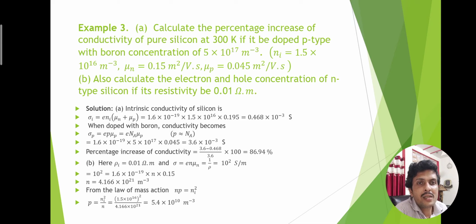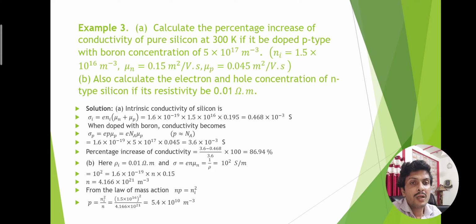But in this case, what information is already known? We know that e n mu n is equal to 10 to the power 2, and that is equal to electron charge multiplied by electron concentration and the mobility of electron. So mu n is not changing, that is 0.15 meter square per volt as given in the last question. Only the electron concentration is not known, and you can calculate it from this equation. The electron concentration is 4.166 into 10 to the power 21 per meter cube.